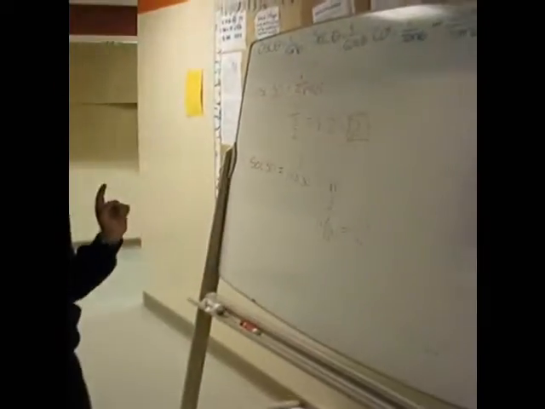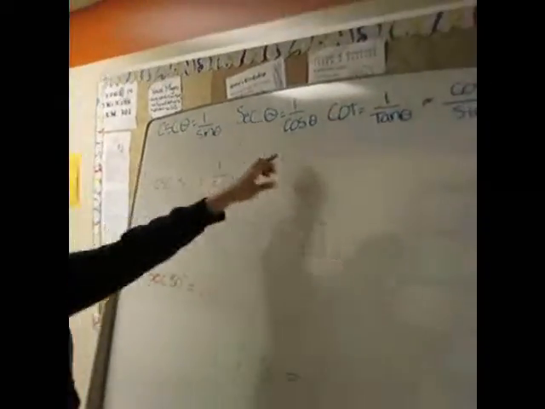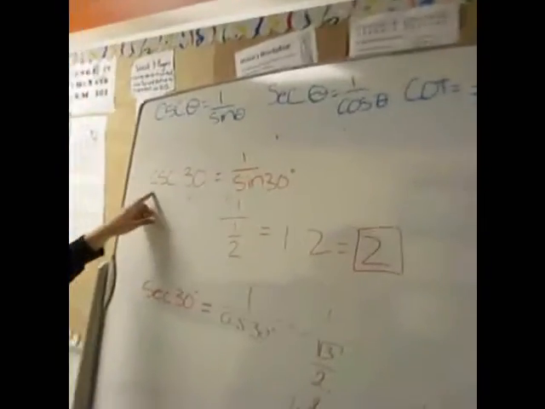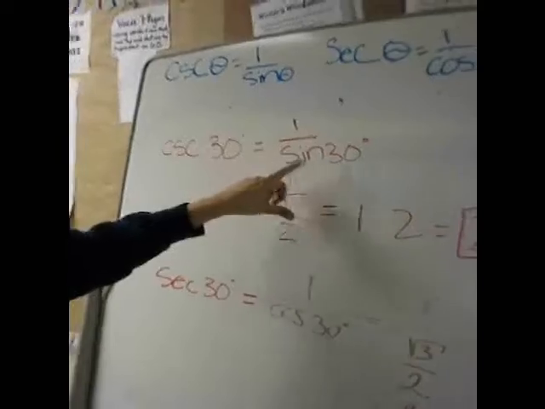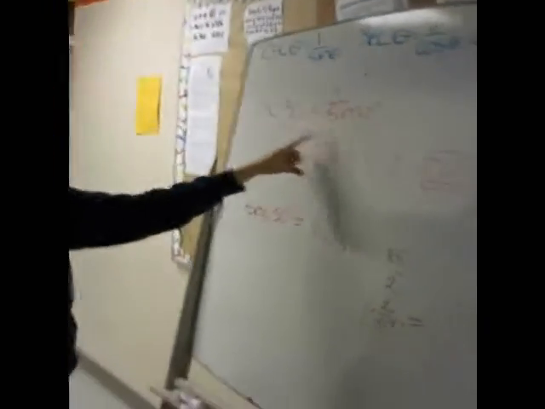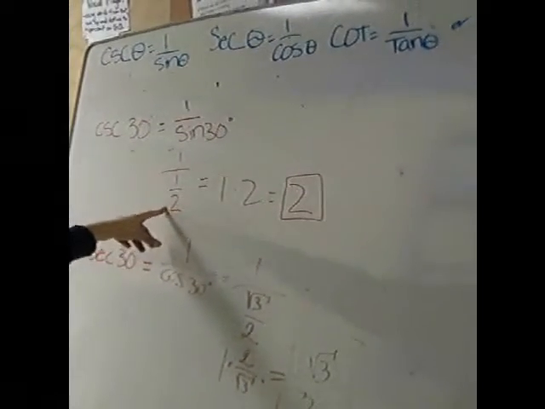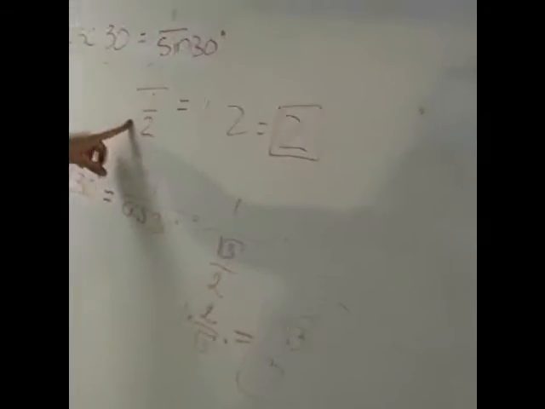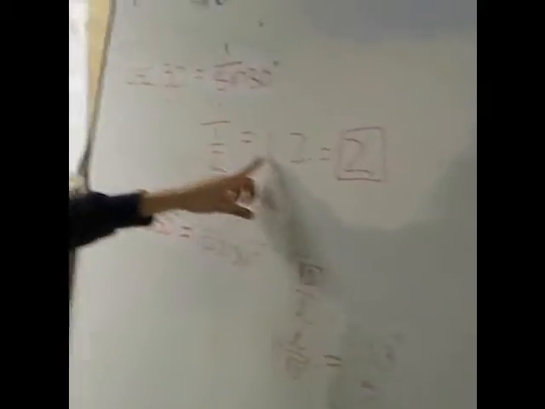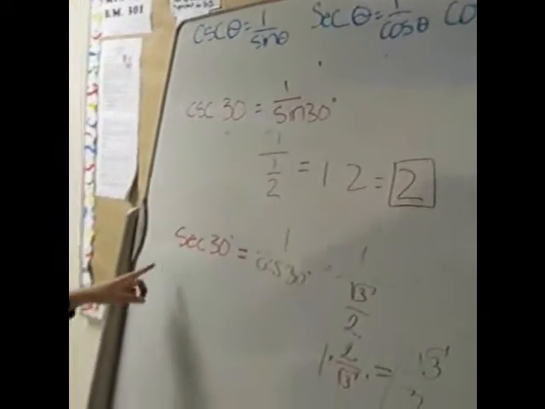And over here we have identities. So these are the identities up here, and how we apply them is, for example, to get cosecant of 30 degrees, you have to get 1 over the sine of 30 degrees. So it's 1 over sine of 30, which is, as you can see over there, 1/2. So 1 over 1/2 is 1 times 2, and this is 2. Cosecant of 30 degrees is 2.